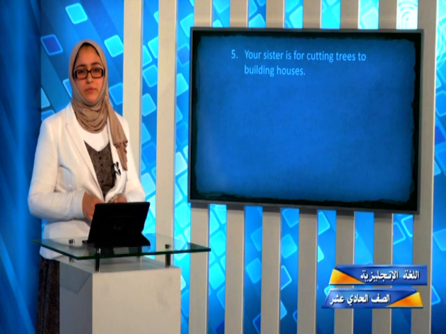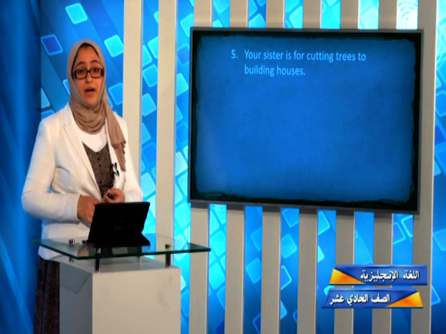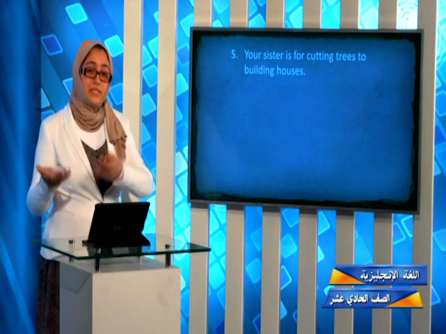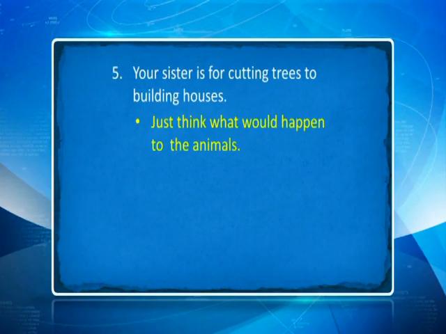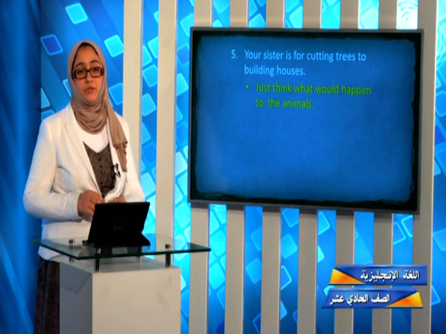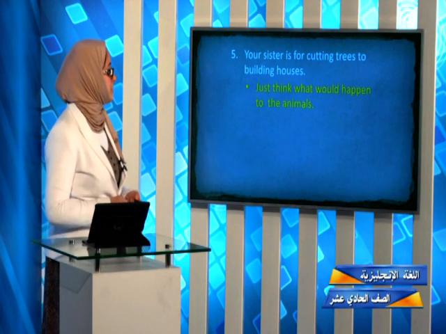What would be the correct response, or your response, if you have, of course, the reasons to back it up? Here we have, just think what would happen to the animals. So you're trying to persuade her that what you think is incorrect. What would happen to the animals who have habitats, who live in these forests, who live in these lush green places? What would happen to them if you cut down their trees? They have nowhere to go, and they eventually die. So you need to be very firm and very straightforward when you try to persuade someone of something. So this could be one response.